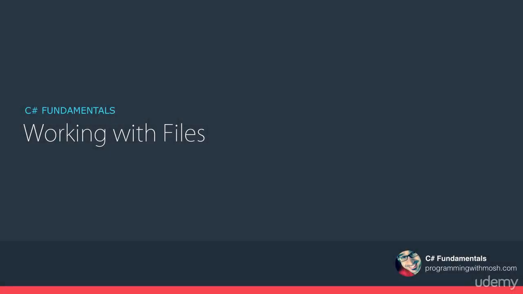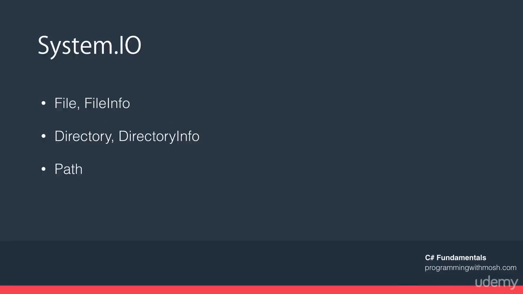Okay, in this section, I'm going to talk about how to work with files and directories in C#. In .NET, we have a namespace called System.IO, and that's where all these classes to work with files and directories are located.